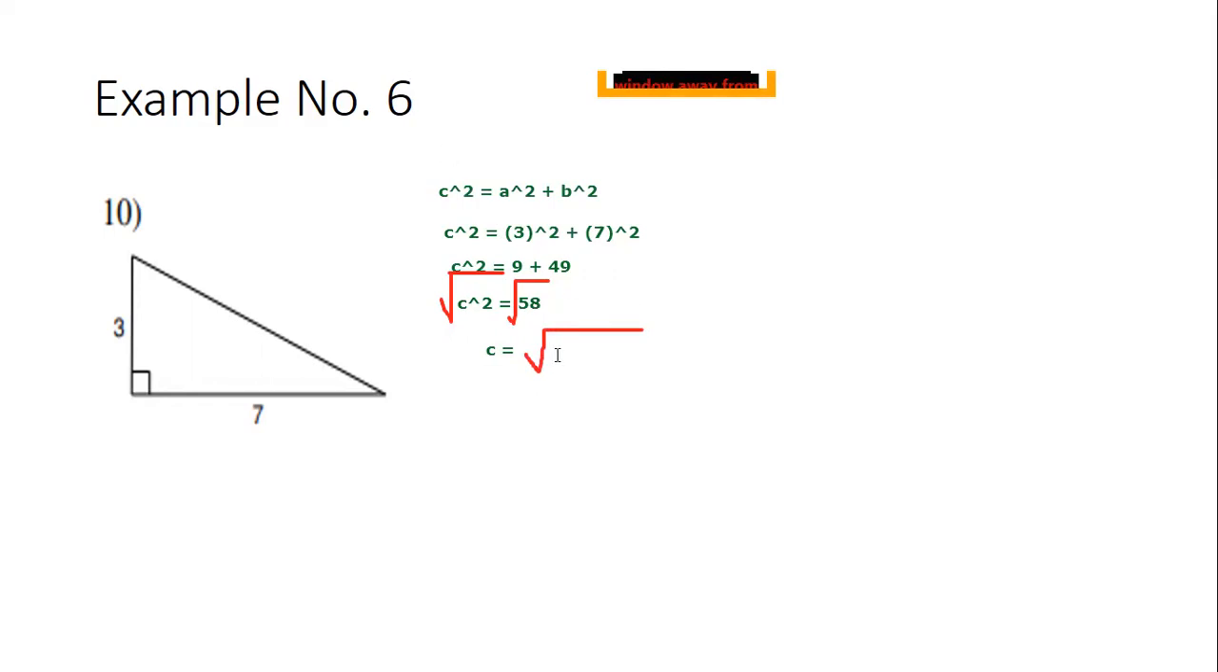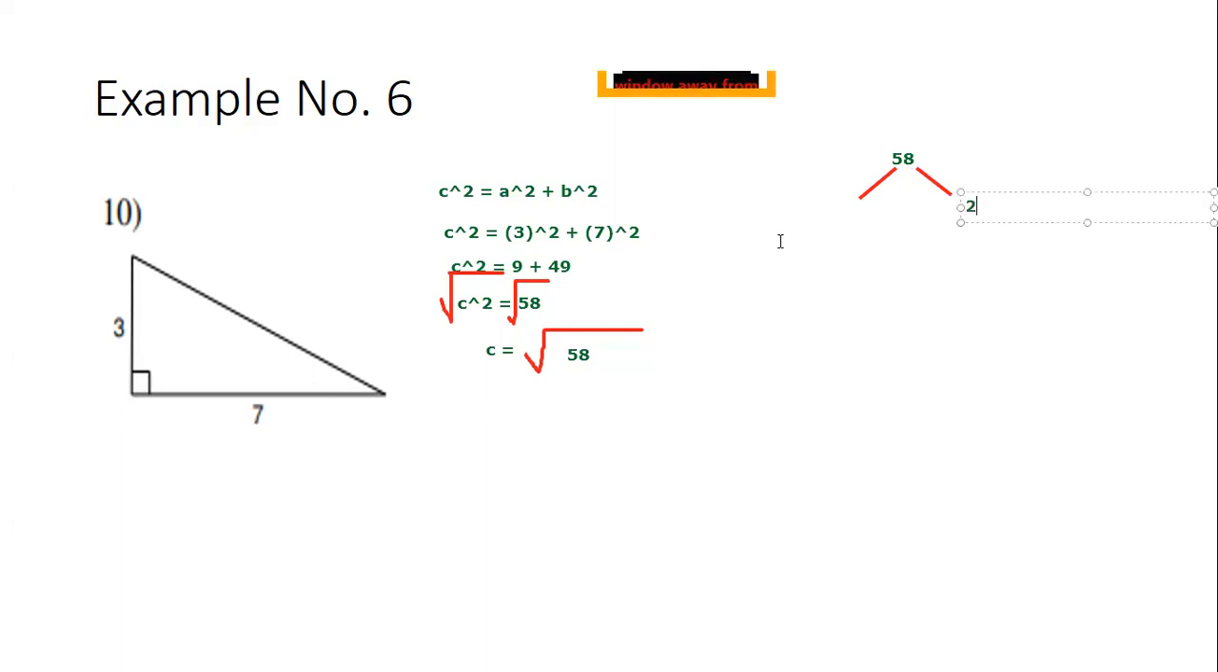Okay, so this will be the square root of 58. Can we try factoring this out? Let's say 58 here. I'm going to factor out 58. Let's say I'm going to divide 58 by 2.